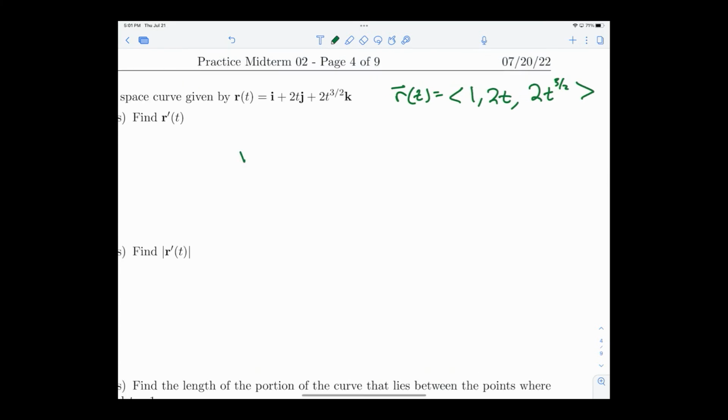All right, r prime of t, well, that's just taking the derivative with respect to t of each of these individual components. So very simple. The derivative of 1 is 0. The derivative of 2t with respect to t is 2. And the derivative of 2t to the 3 halves with respect to t, well, you bring the 3 halves down in front. You get 3t, subtract 1. 3 halves minus 1 is 1 half. And there you go.